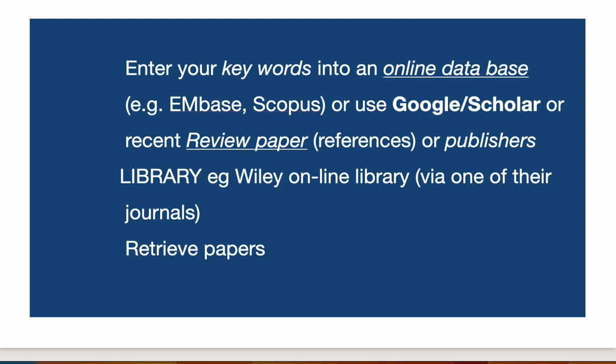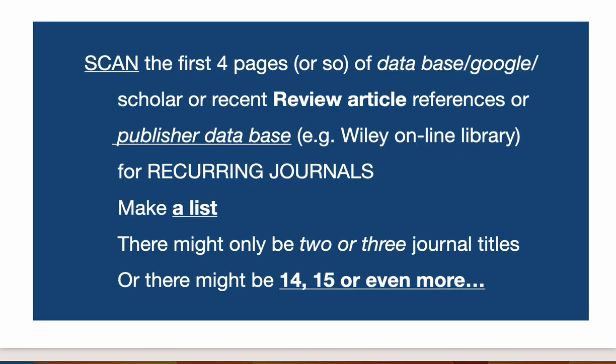And then you want to retrieve some of those papers. Not necessarily, obviously, the whole paper, but you want to get the title and the abstract, so that you can know which journal these papers are published in. With each database that you look at, it will bring up page after page of lots of papers that match your criteria.